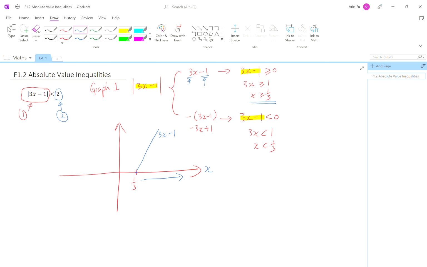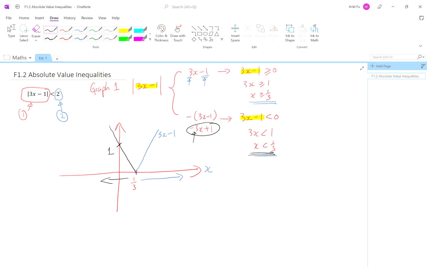Now, on the left-hand side, when x is less than 1/3, I want to use the other equation. That is when the gradient is -3, so it's negative, and the y-intercept is 1. So we've got a graph looking like this, passing through 1 with a negative gradient. There we go, that's your graph 1.